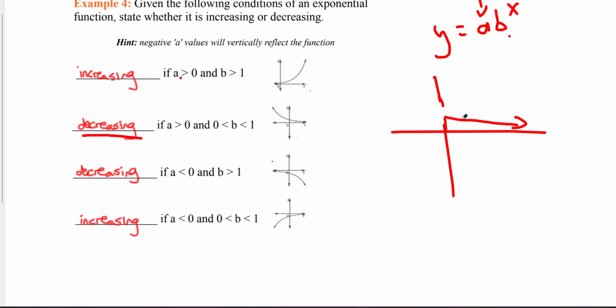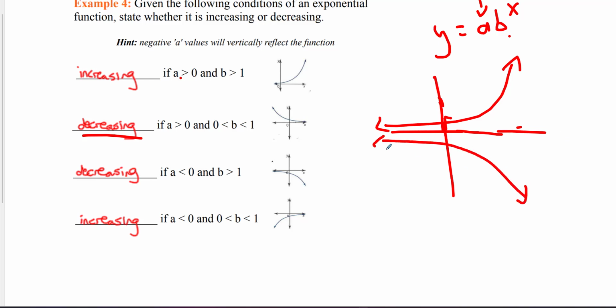The a values, instead of being positive, are now negative. So my a values are negative, but my b value, remember, is still a growth. So it's still increasing, but now it's flipped. The positive growth was like this, but if my a value is negative, that means it's a vertical reflection. So you have to draw the reflection of the initial function. So that's what it's going to look like.